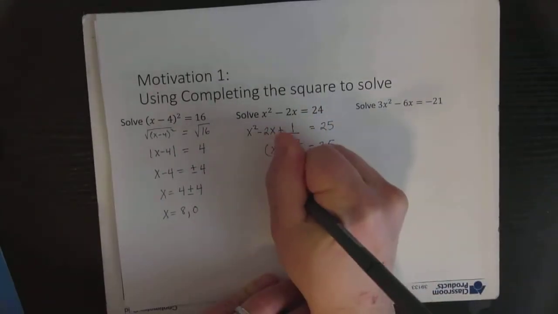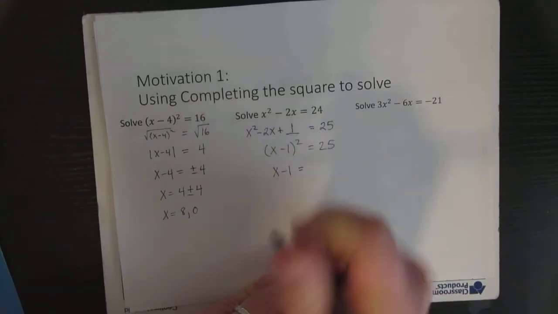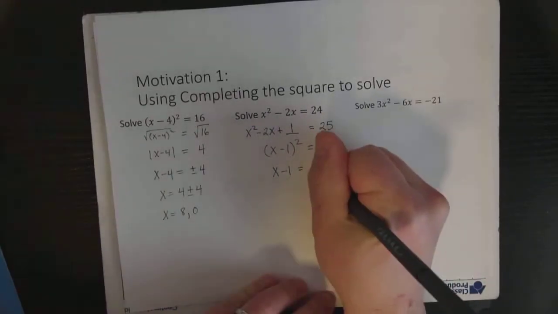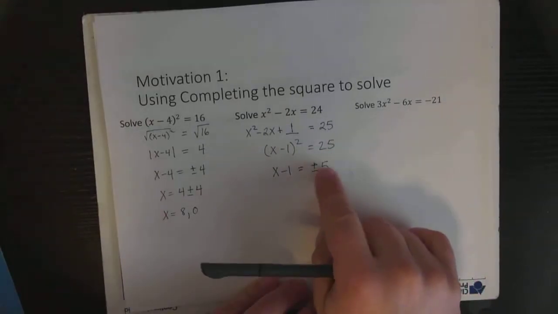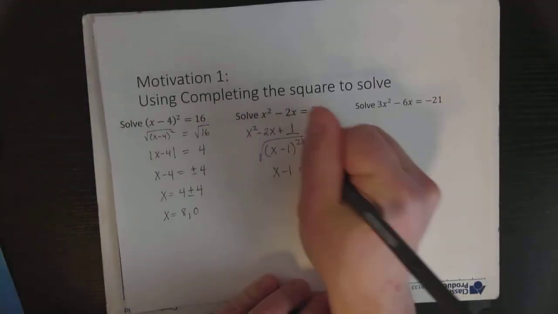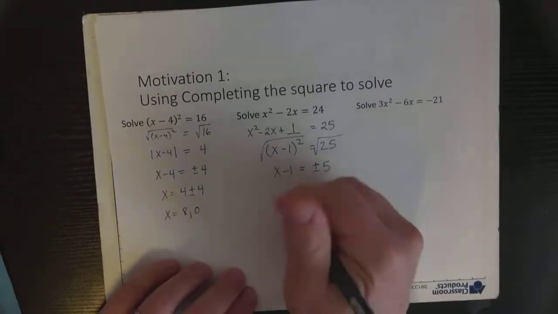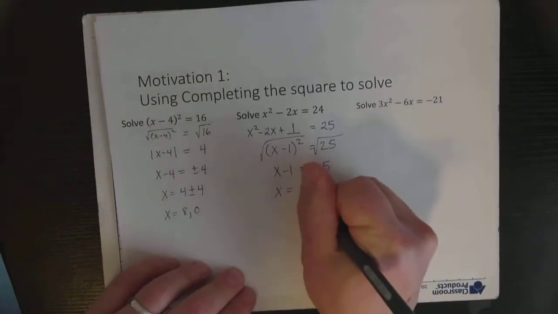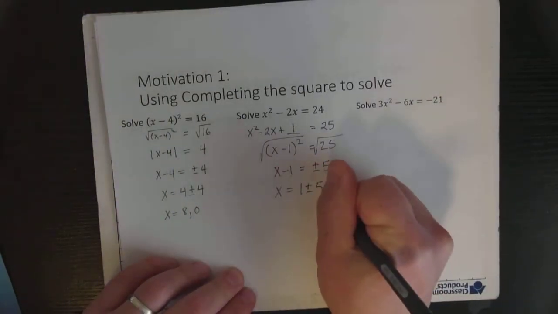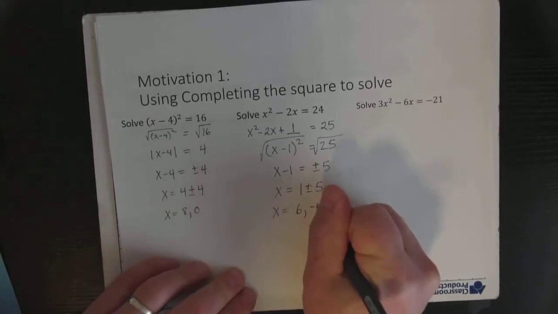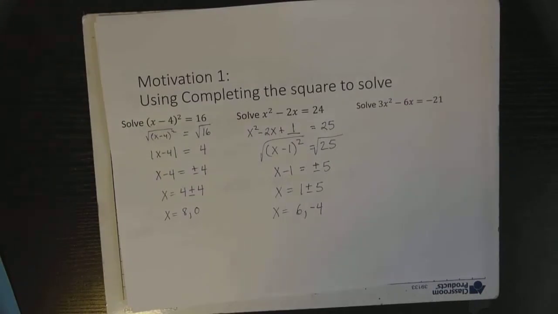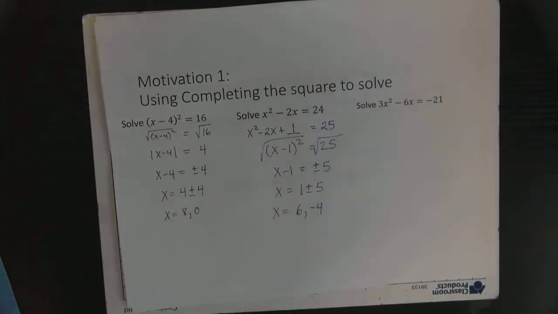I can take the square root of both sides, and I'm going to skip the absolute value step. So when I take the square root of both sides, I get plus or minus 5. So x will equal 1 plus or minus 5. X equals 6 or negative 4. Those are my 2 solutions for x squared minus 2x equals 24.